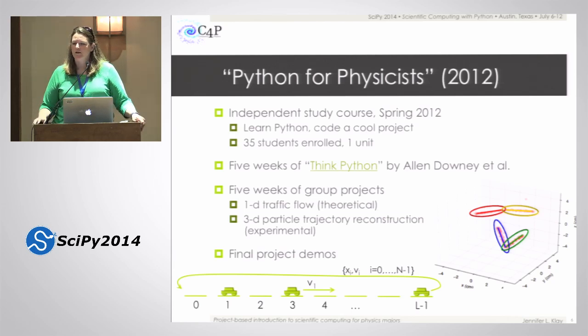And we picked 2 projects. One was an experimental project related to what I do, which is 3D particle tracking. And one was a theoretical project, which is simulating one-dimensional traffic flows using a cellular automaton model. And as part of this, the students had to do a final project demonstration at the end as a group to show what they had learned.